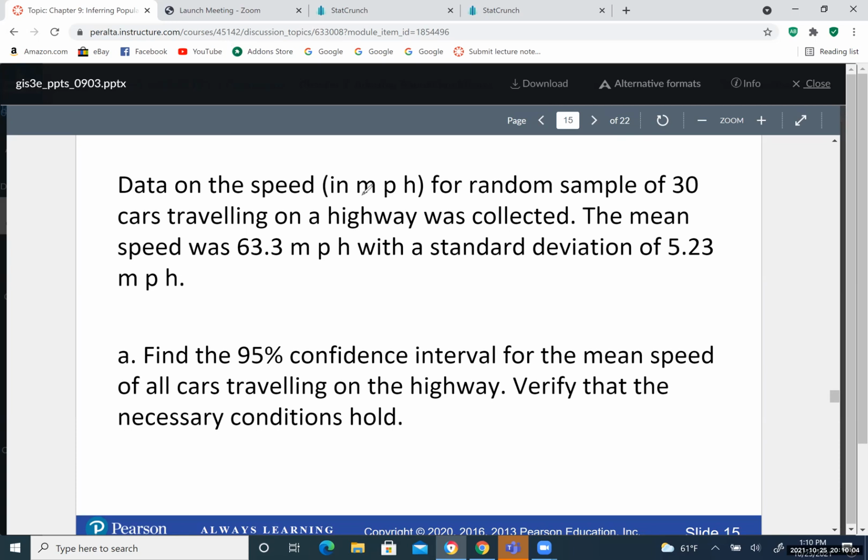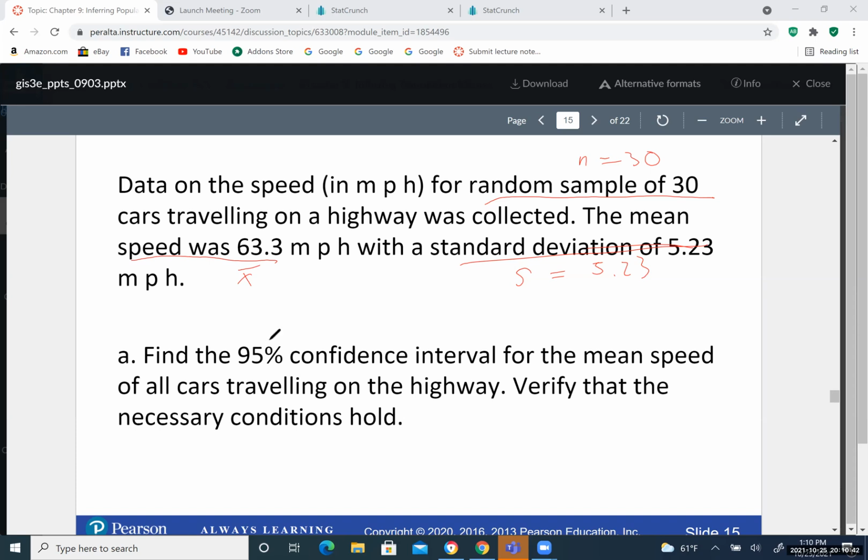The data on speed is in miles per hour, a random sample of 30, so n is 30. Cars traveling on the highways were collected. The mean speed is x bar, 63.3. The standard deviation here says S. They don't say population standard deviation, so assume it's S.